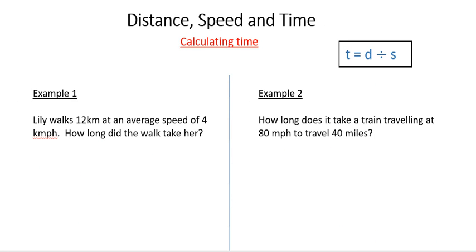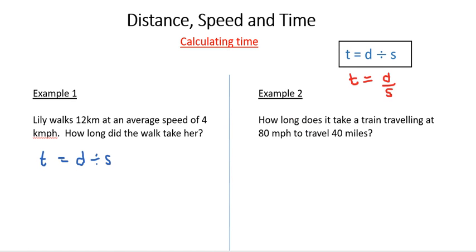And the last one we're looking at is calculating time. So, example 1, Lily walks 12 kilometres at an average speed of 4 kilometres per hour. How long did the walk take her? Okay, so again, this is calculating time this time. So we know our formula for time is distance divided by speed. And again, like we did for speed, we don't need to write the division sign. We can write it as a fraction again. So time is distance over speed if we want to.